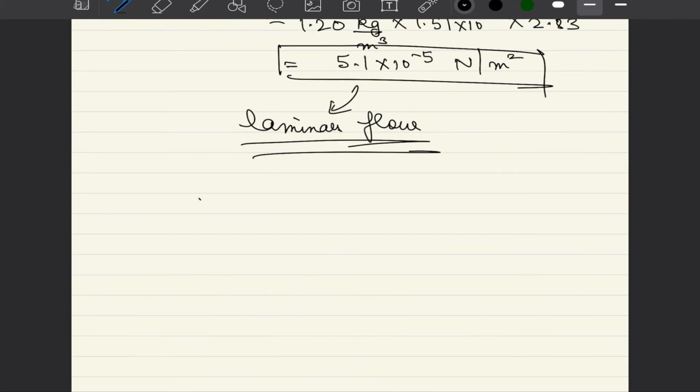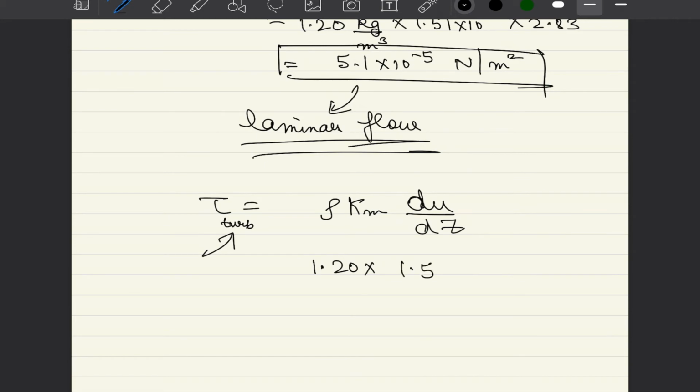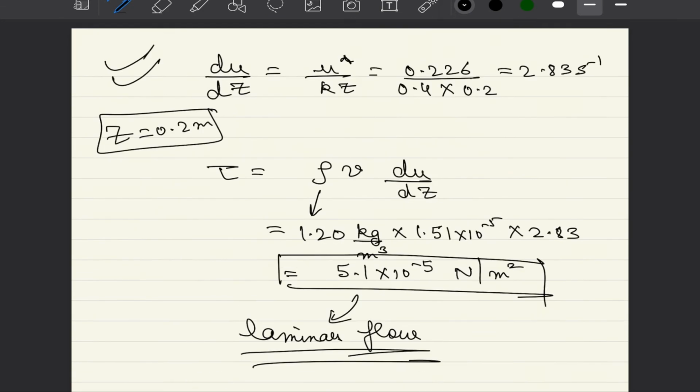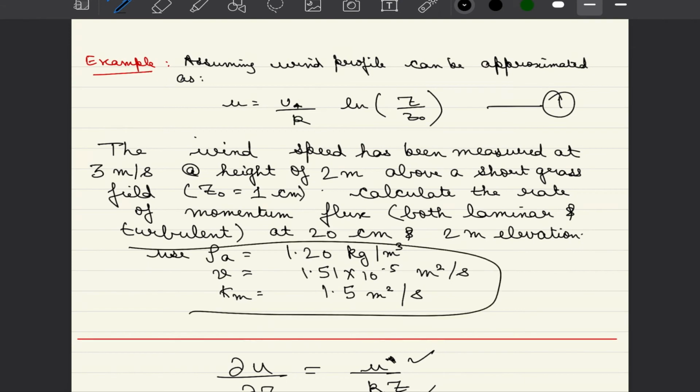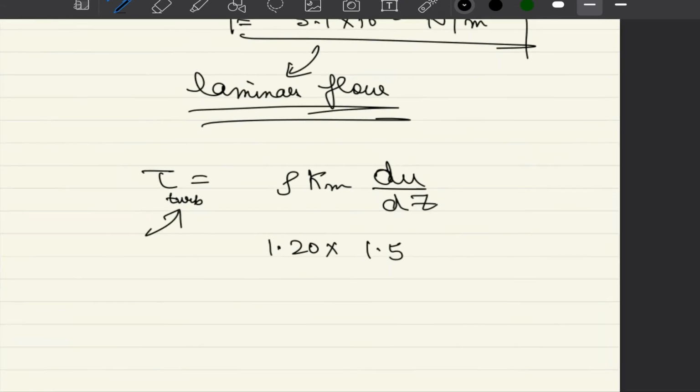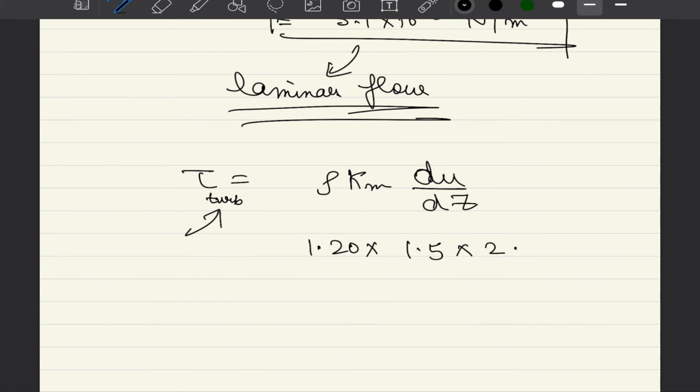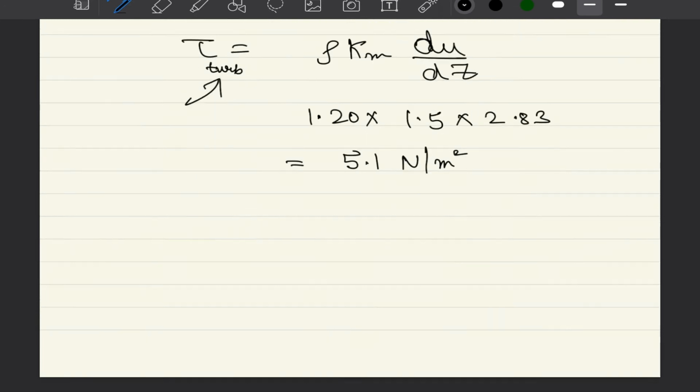Now, if we have to calculate the momentum flux associated with the turbulent flow, or the turbulent momentum flux, we can write tau turb as rho Km du by dz. And here essentially the mode of transfer is convection. So rho again remains the same as 1.2. Km now is given as 1.5 in the data that we have been provided with. So all the data sets that I am taking up are the constants specified here. So using these constants and again plugging in the value of du by dz as 2.83, we get the value of 5.1 Newton per meter square.